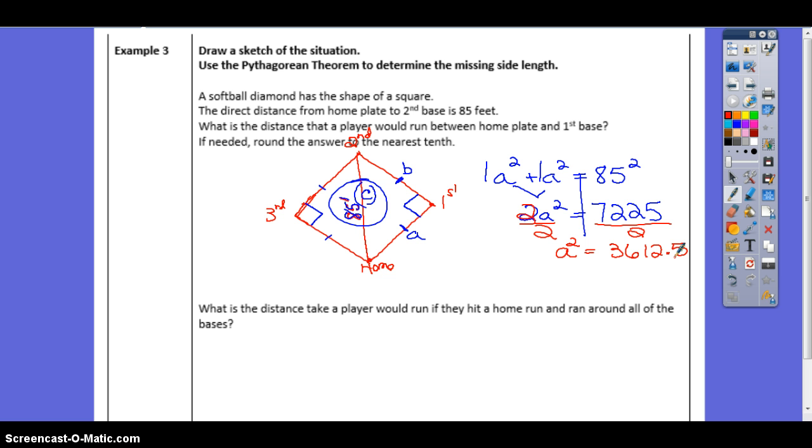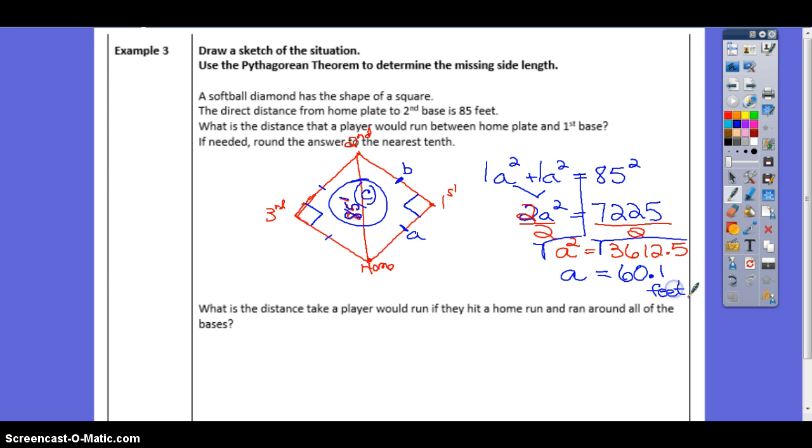No. What do I need to do? Square root it. You guys are rocking it. Nice job. We need the square root of each. So A equals, rounded to the nearest tenth, 60.1, and it would be feet.